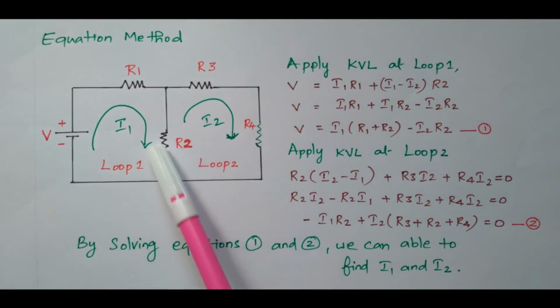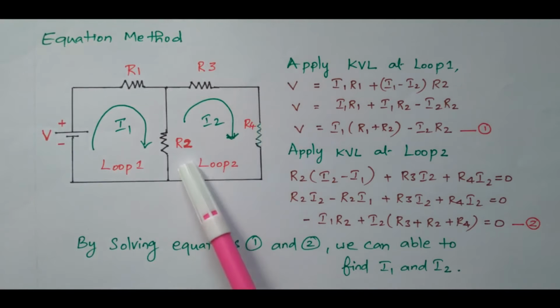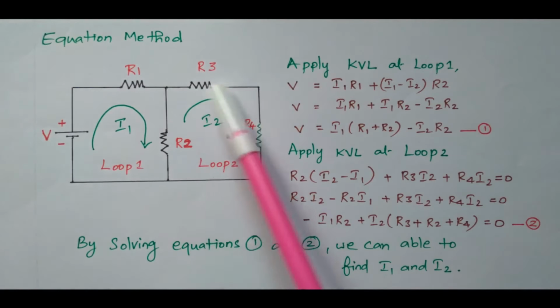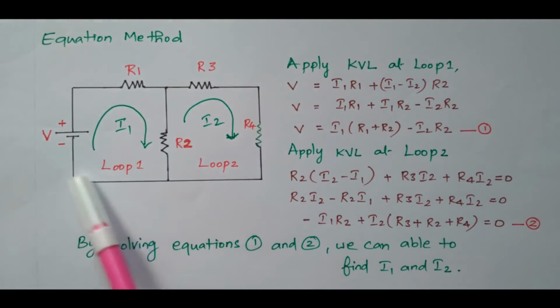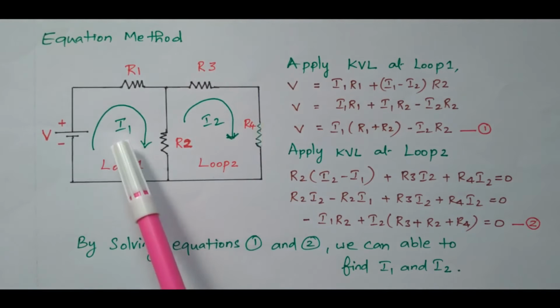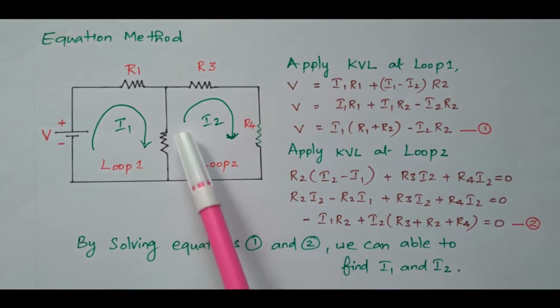This is one of the closed loops. Closed loop means the current flowing through R1 and R2. This is one closed path. This is another closed path: R2, R3 and R4. So we can take this as loop 1. This path is called loop 1. The current flowing through loop 1 is I1. This is considered loop 2, the second loop. The current flowing through this loop is I2.